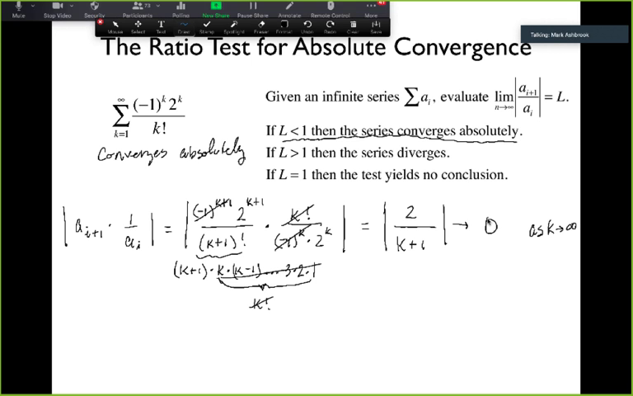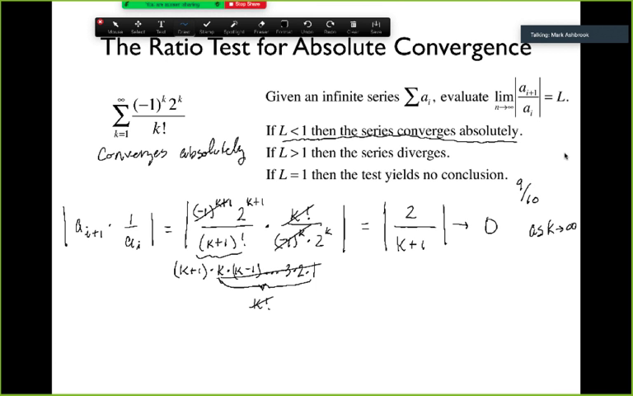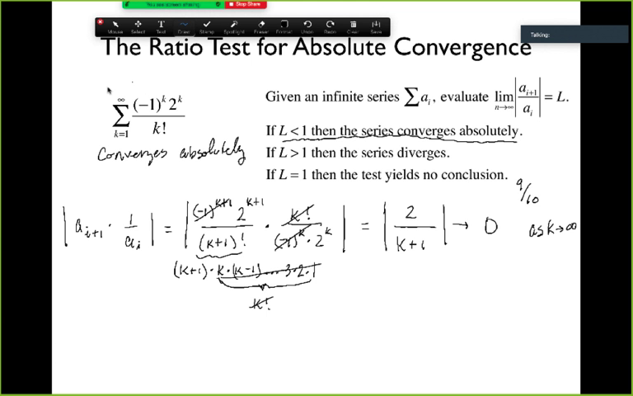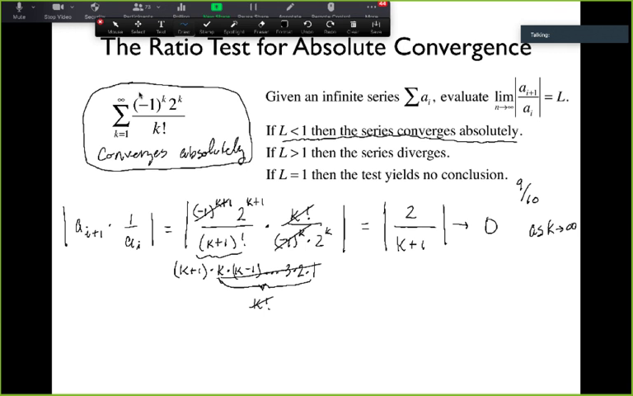So even if this were 9/10, it would converge absolutely because you keep multiplying the previous term by 9/10, and so it's getting smaller and smaller. So these multipliers are going to 0, so that just converges super fast. Questions on this example? Okay, let's do another one.